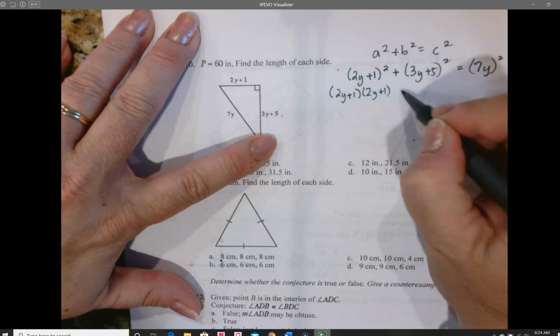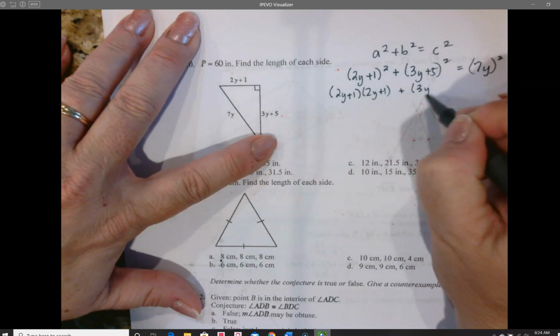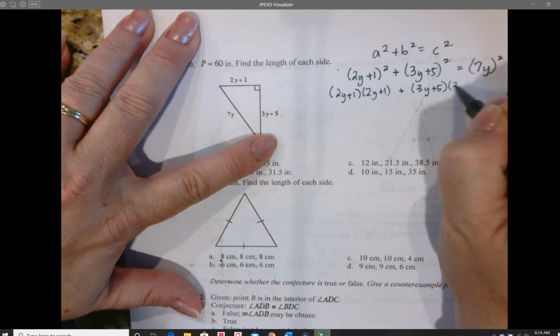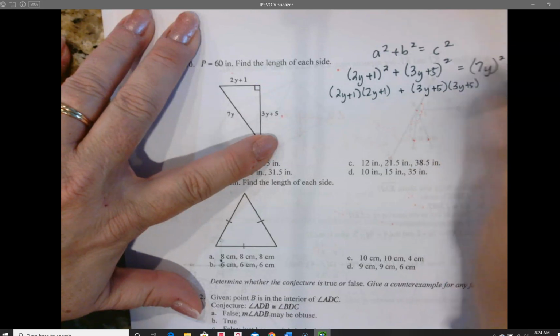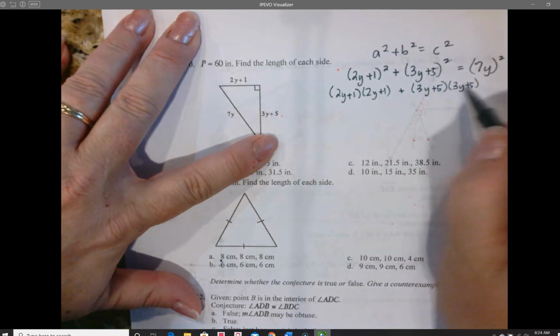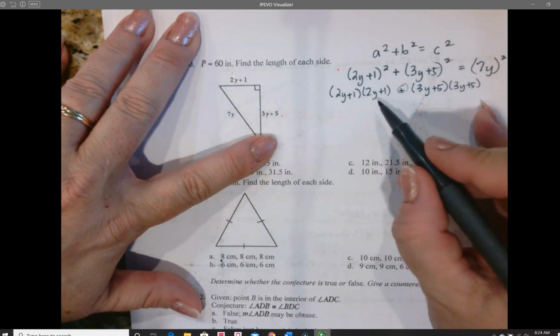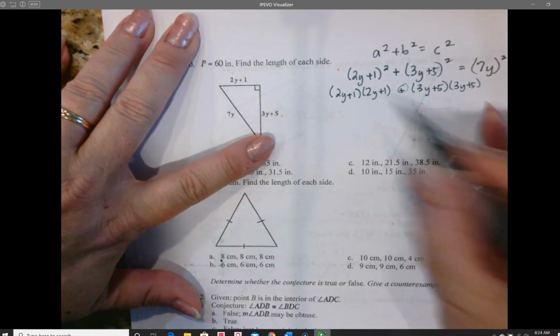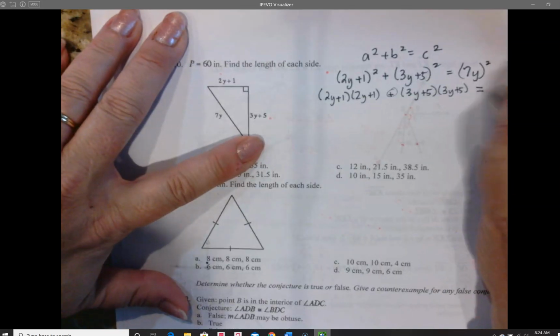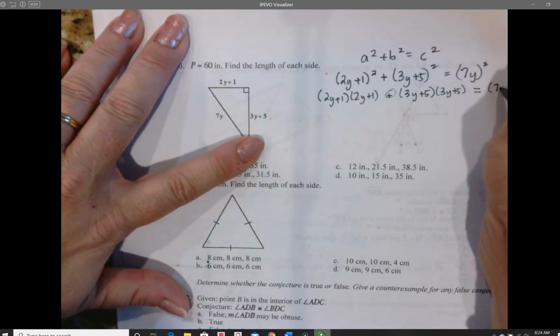So I'm going to FOIL those in the next step. And I'm going to write this one out too. 3y plus 5 times 3y plus 5. So I'm going to have to FOIL all this and FOIL all this, and then I'll add them together. That's the order of operations. It says we have to do parentheses first and multiplying first. Equals 7y squared. I'm going to write it like this.